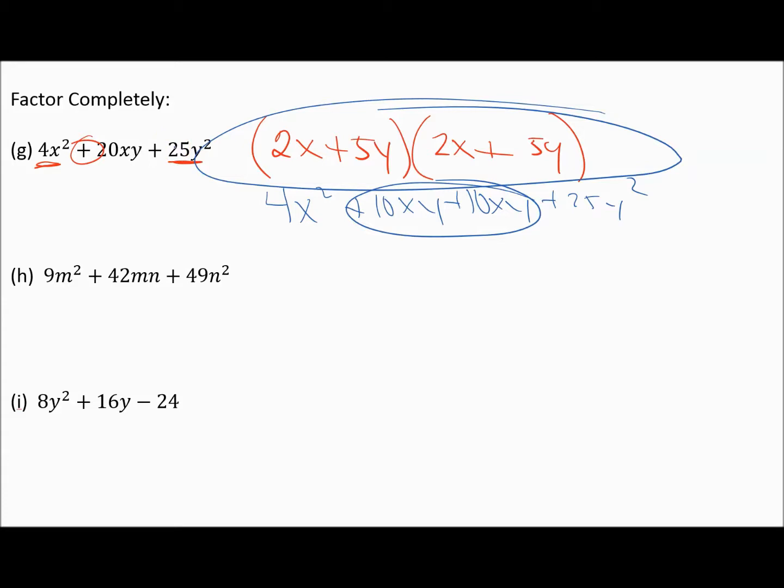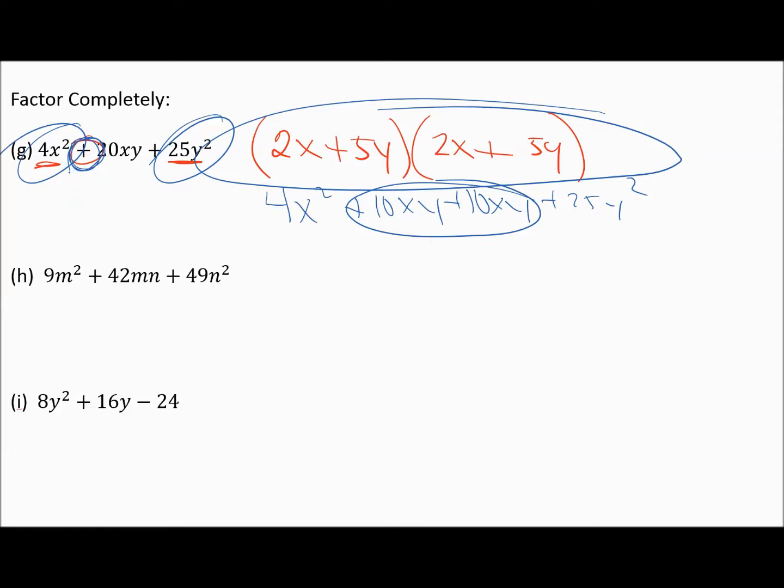Now, what if it didn't? What if this said 21xy instead of 20xy? Then we know that that method didn't work, and we would have to go back to our original thought of using the AC method. But it's worth just trying. If this is a perfect square and this is a perfect square, it's worth just trying the square root of each of those with whatever sign this is in between, multiply it out to see if it works.